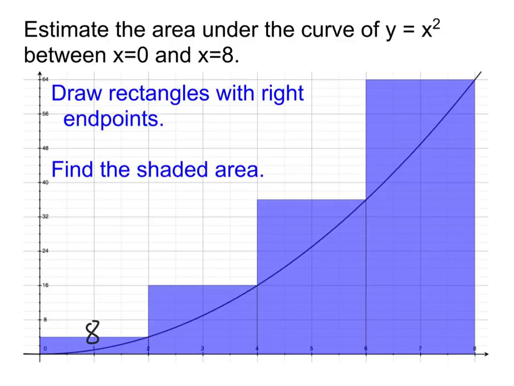Okay, on to the next one. On the next rectangle, notice my rectangle's height is determined by this point right here, this point on the curve, because it has to touch the curve there. And if x is 4, then the y must be 16. So 16 times 2 gives me 32. The next one, this point over here, x is 6, so it's got a height of 36. 36 times 2 gives me 72.